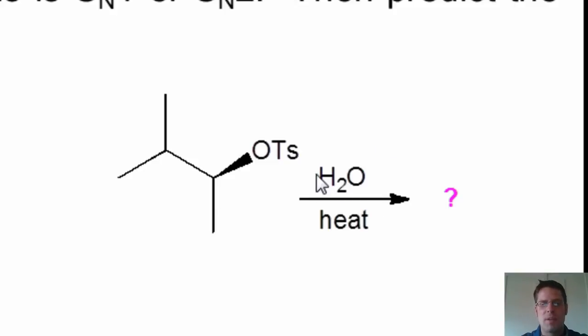Well, I've got water. Are there any negative charges in water? And I'm not talking partial negative charges. I'm talking localized negative charges. No, there aren't. The only thing water has is lone pairs on the oxygen.